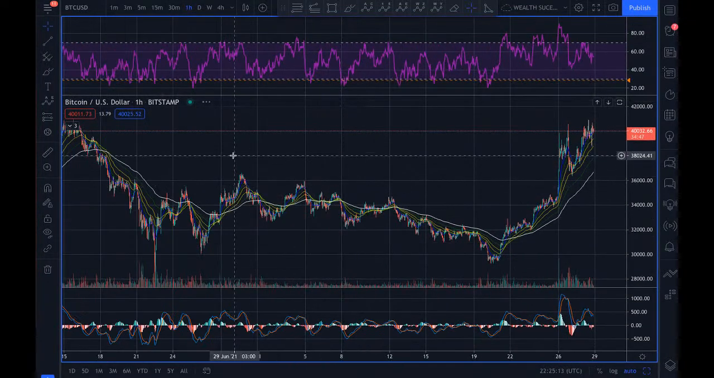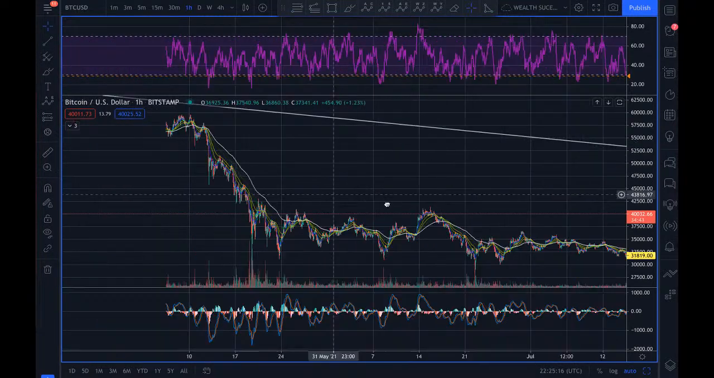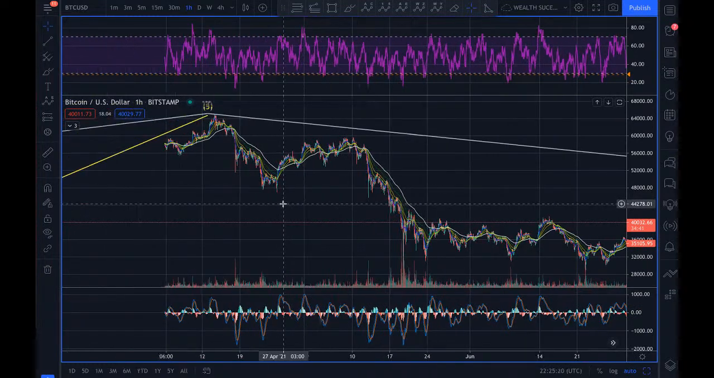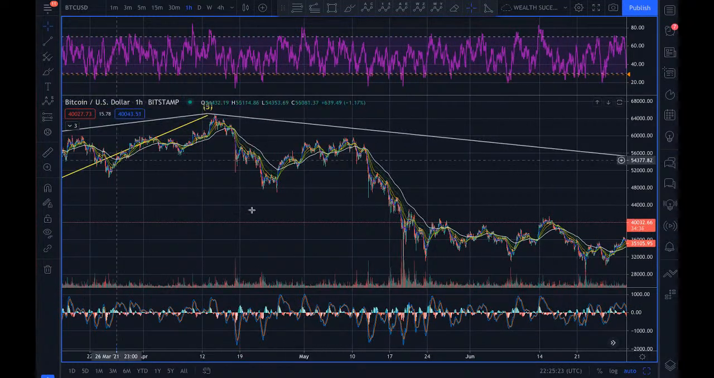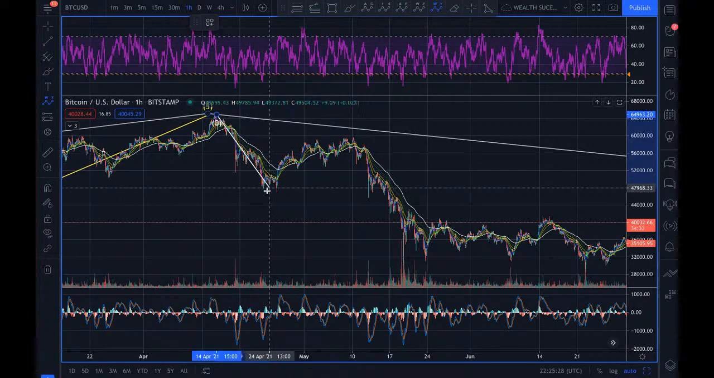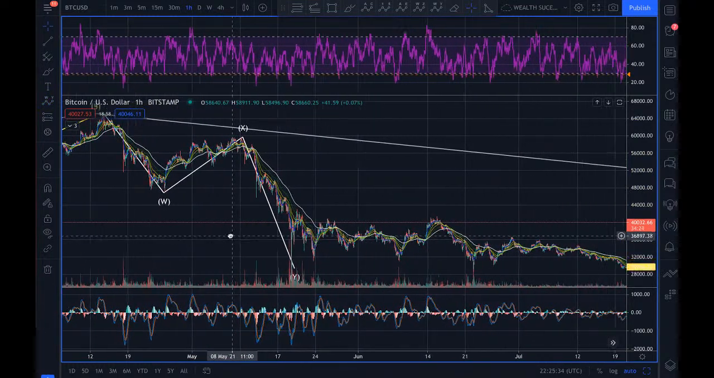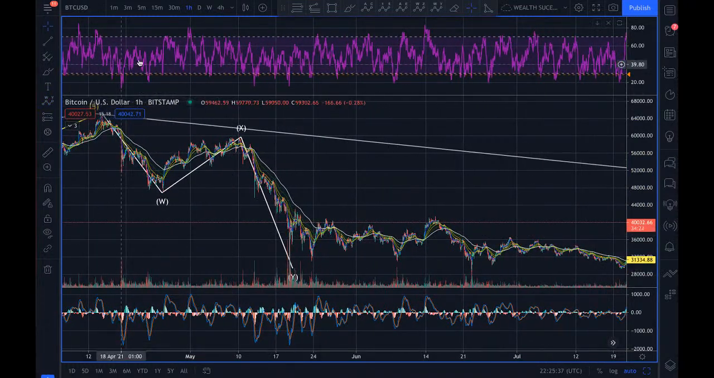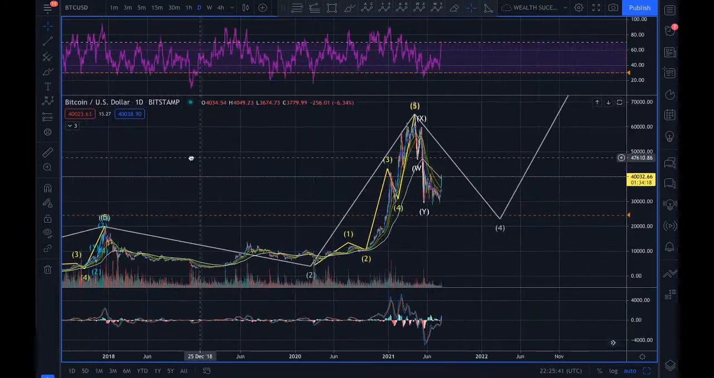We've got to get these subwaves counted to see if they're 3 waves or 5 waves. It's not that complicated. Looks like 3 waves to me. 1, 2, 3. And then this sideways action on the daily.